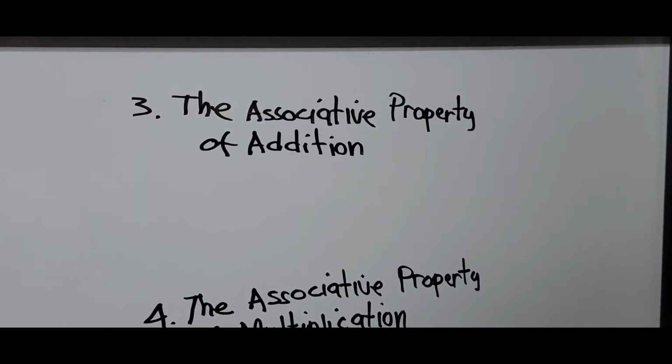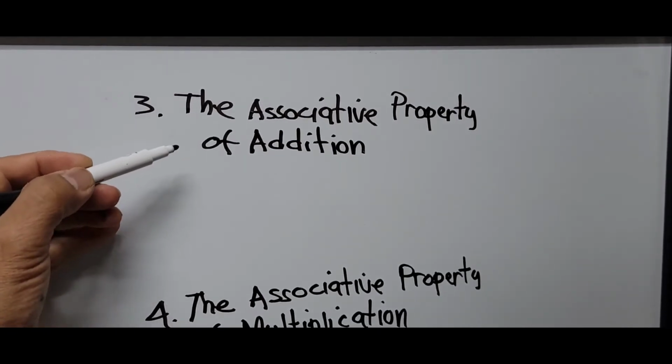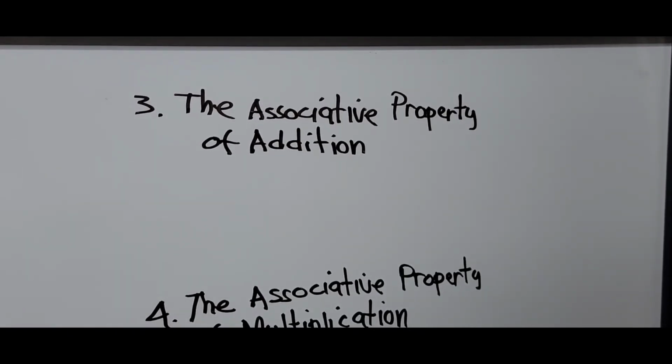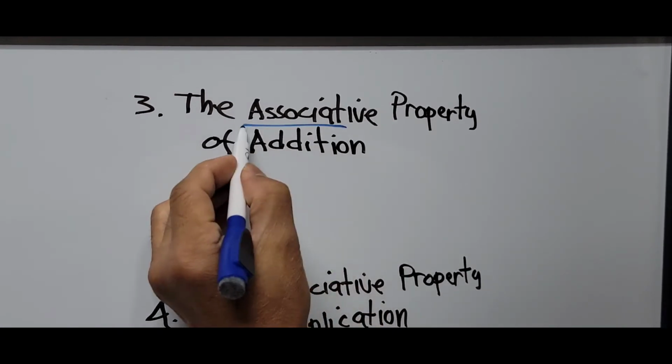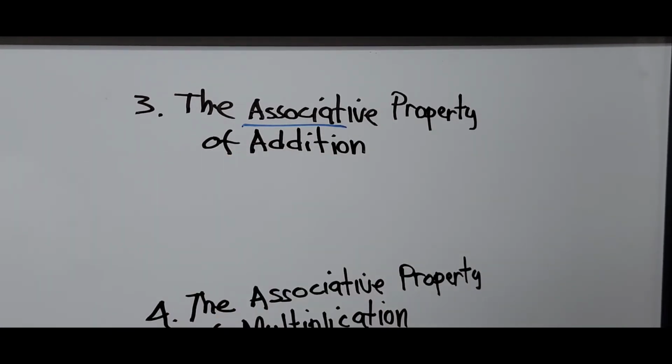Now let's go to the third property of numbers. So here is the associative property of addition. The word associative is from the word associate. How do you associate? Well, if you are an associate, that means you go close together, right? Or at least there's a close relationship.